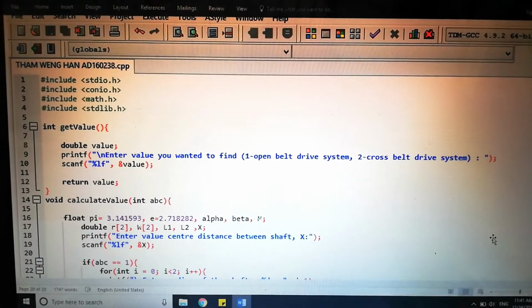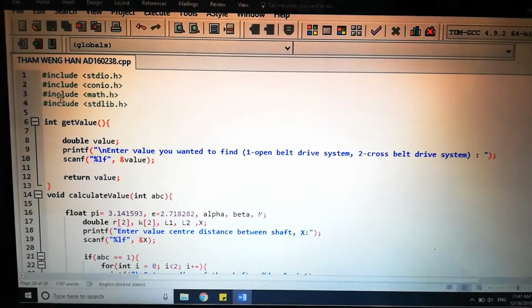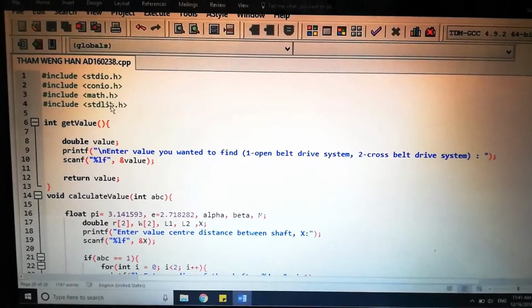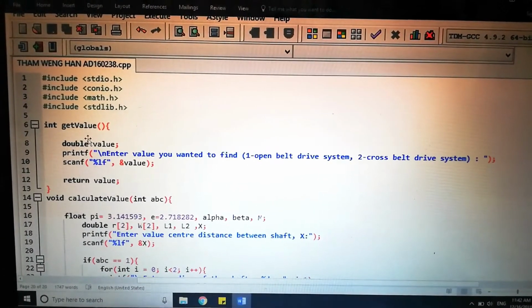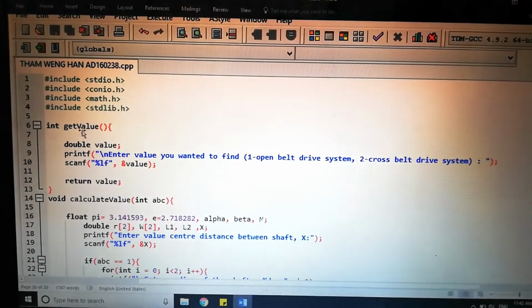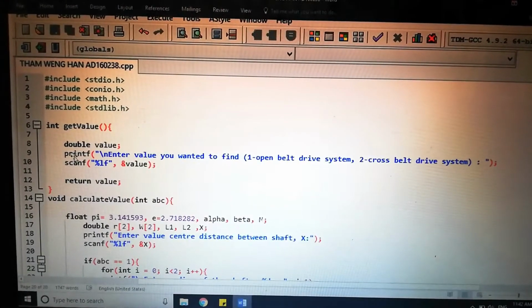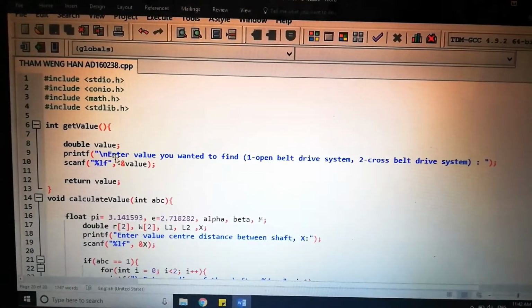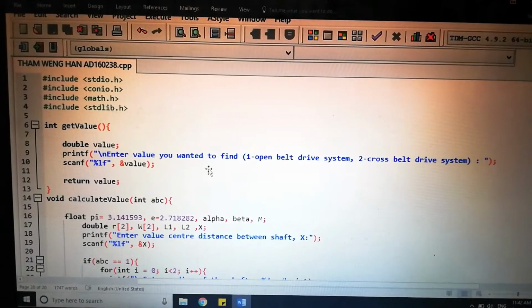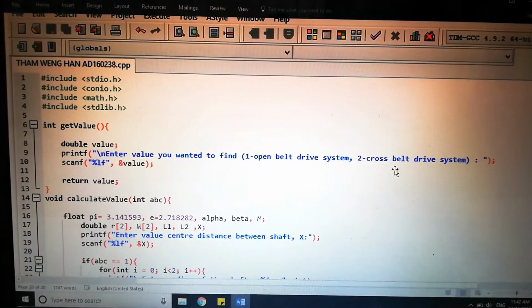Now come to our programming part. Before we run a program, we need to insert the math statement. So by integer get value for the double value, which also means for the float, also means for the decimal value. So print the statement: enter the value you want to find, whether 1 is for the open belt drive system and 2 is for the closed belt drive system.